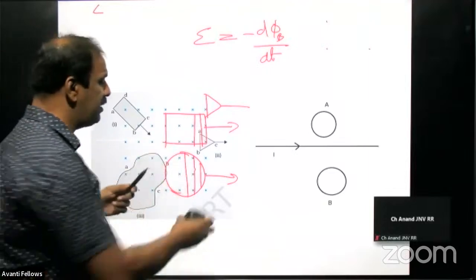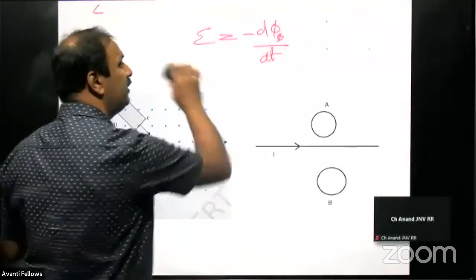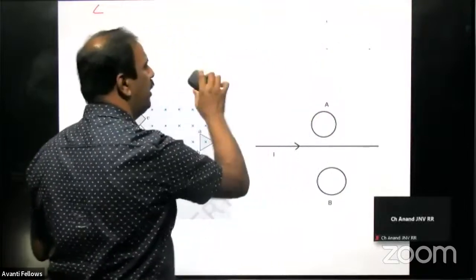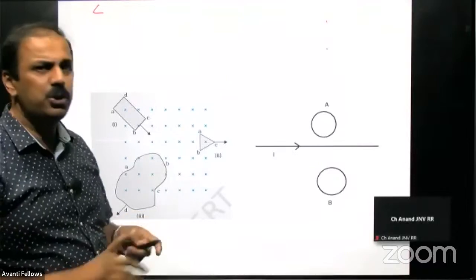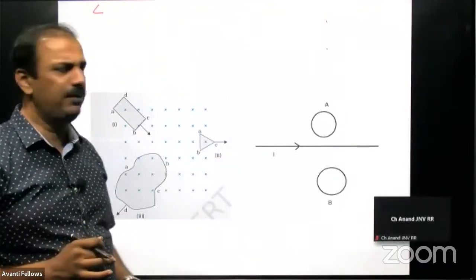I am discussing so much on this Lenz's law because there is more chance, at least 1 or 2 marks coming, also very important for us. 2 marks or 1 mark is also very important for our CBSE examination. So you should be very much clear about all types of questions which can come in this one.